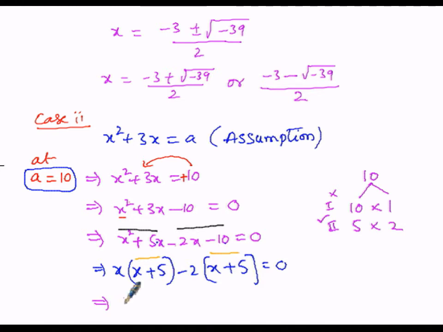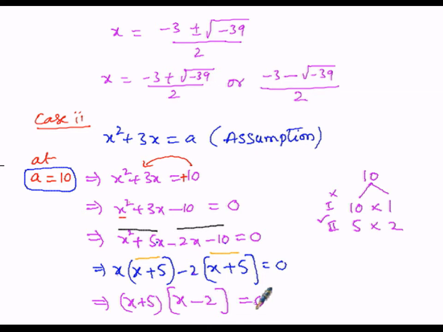So x plus 5 is taken out as common. When x plus 5 is taken out as common in the first term, just x is left over within the square bracket, minus. Then x plus 5 is already taken out as common, so just minus 2 is left over within the square bracket, equals 0. In order to get the value of x, either the first bracket must be equated to 0 or the second bracket must be equated to 0. That is, x plus 5 must be equated to 0 or x minus 2 must be equated to 0.